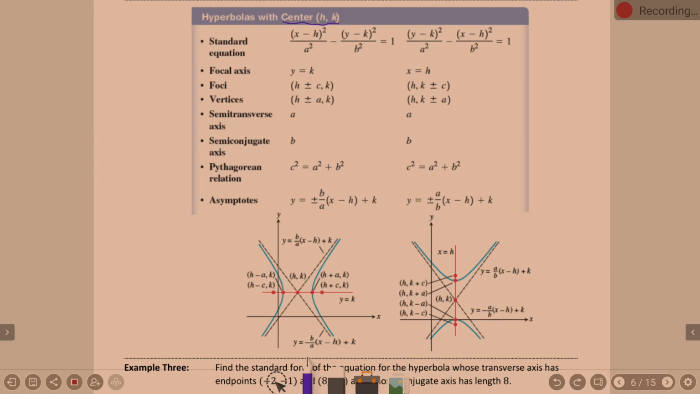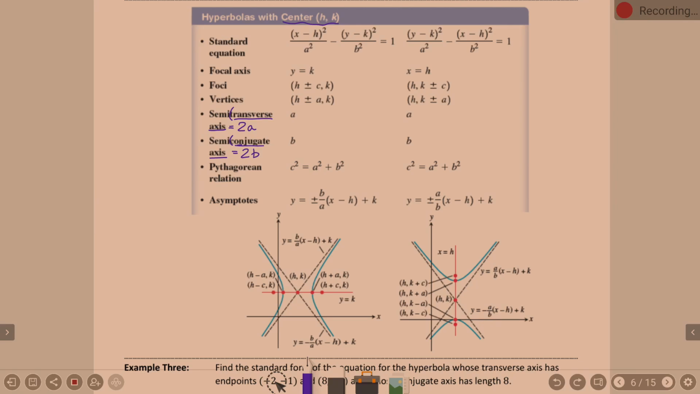Remember I introduced the transverse and conjugate axes instead of major and minor axis like what we had with ellipses. Now, what I did yesterday is if the semi-transverse axis is a, remember the transverse axis is going to be equal to 2a. If the semi-conjugate axis is b, then that means the conjugate axis is equal to 2b. We still have the same Pythagorean relation as yesterday, and that is, with all hyperbolas, it's always c squared equals a squared plus b squared.